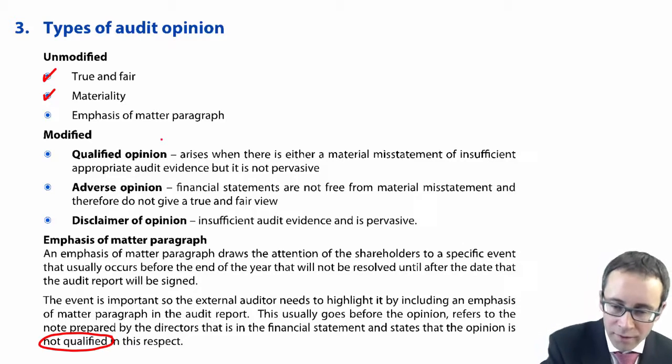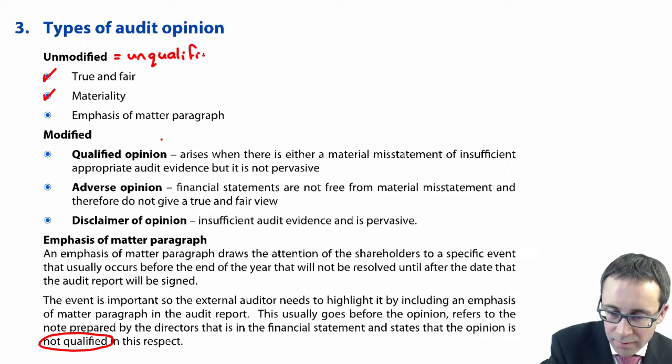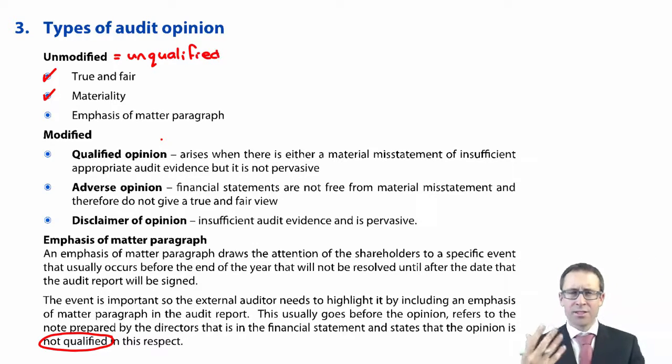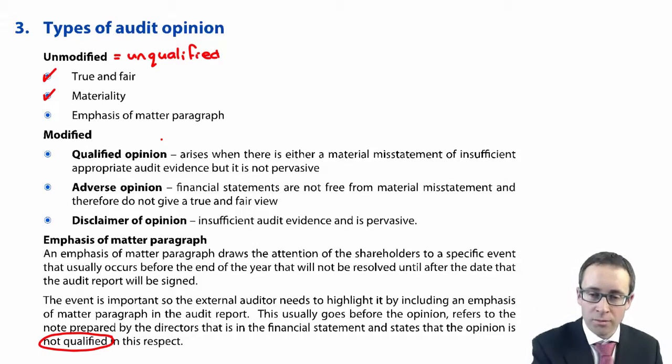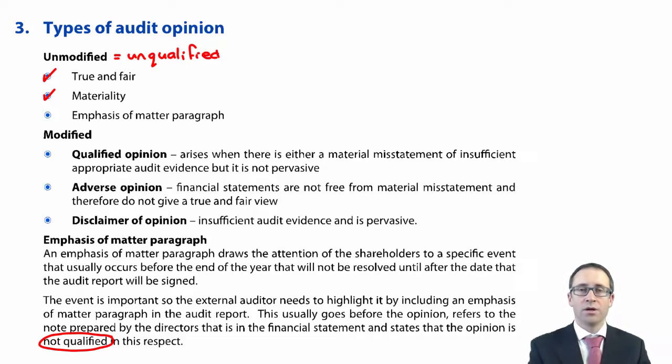So, unmodified is also referred to as unqualified. So everything is still true and fair, everything is still materially accurate, but there is just something that you need to draw the attention of the shareholders to, because that will not be resolved until a later point in time. It's essentially covering your back as an auditor, okay? So that if something bad then does happen, you can say, well, look, we forewarned you of it and you should have been expecting it, okay?